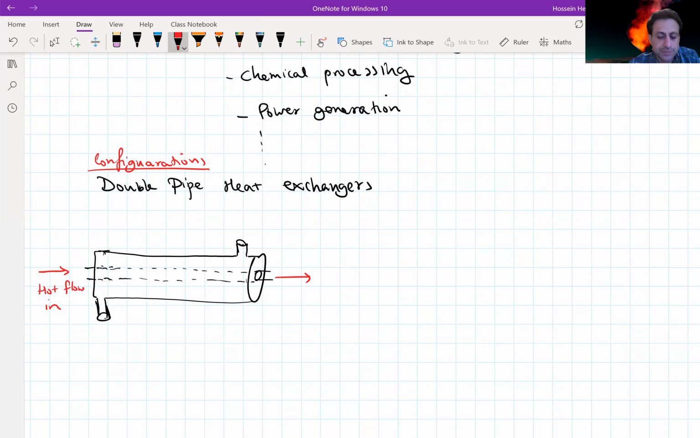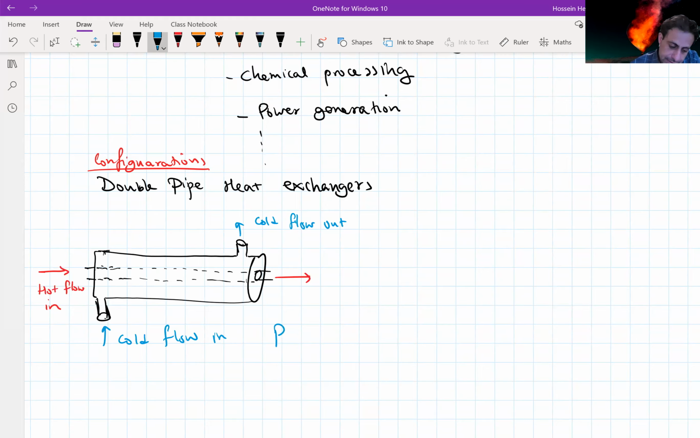And surrounding this smaller tube, let's say we have a cold flow. It could be the other way around. It could be cold flow in and hot flow out. So we could have cold flow in and cold flow out. Now, what you would notice here is that the inlets for the cold and hot are on one side and the outlets are on the other side. And that's what we call a parallel flow double pipe heat exchanger.